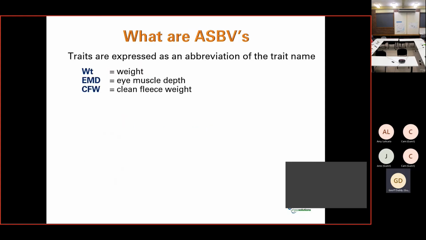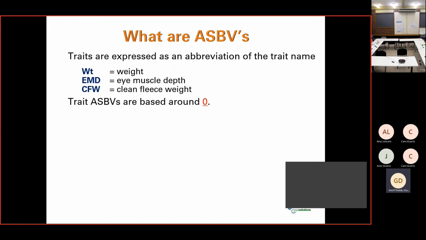So what are the ASBVs? The traits are expressed as an abbreviation of the trait name. So if you see WT, that means weight. If you see EMD, eye muscle depth. CFW, clean fleece weight, and so on. The trait ASBVs are all based around 0.